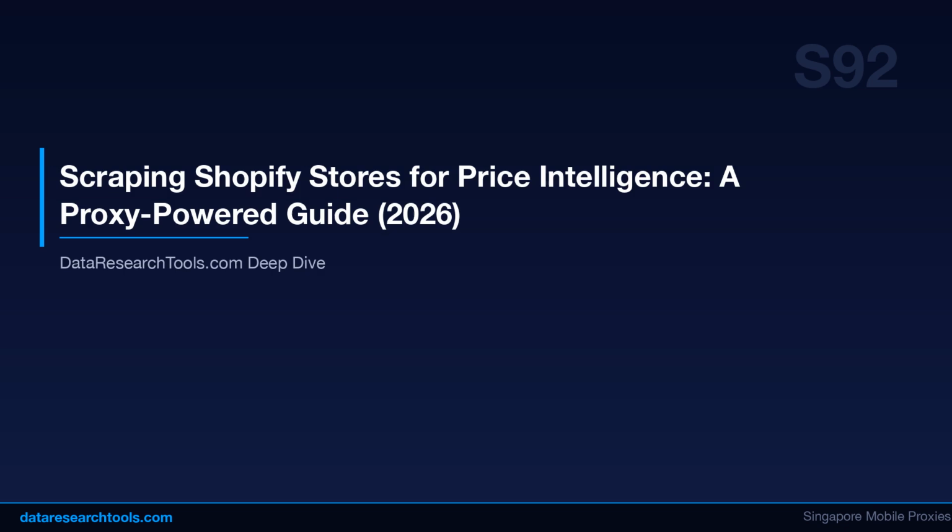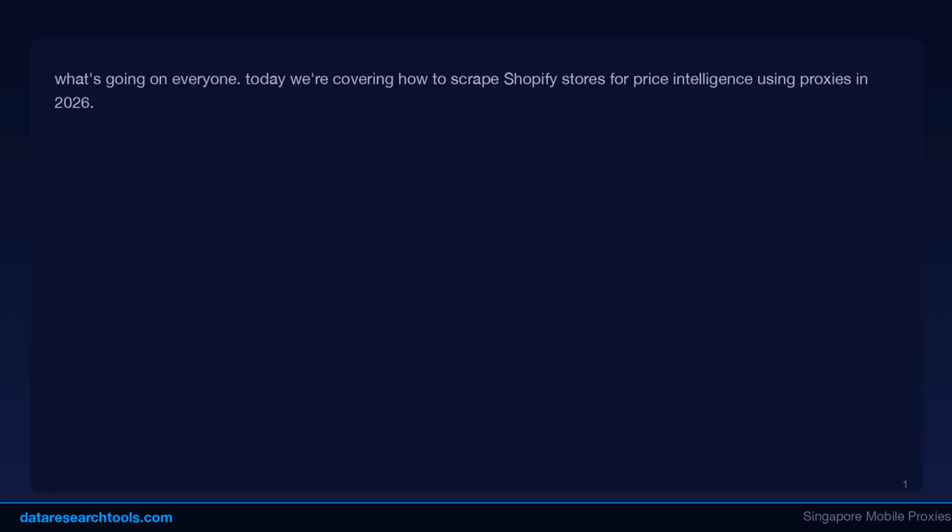What's going on, everyone? Today we're covering how to scrape Shopify stores for price intelligence using proxies in 2026. Shopify powers over 4 million online stores worldwide, making it the single largest source of e-commerce product data on the internet. The platform's standardized architecture means that once you understand how one Shopify store works, you can apply that knowledge across millions of others. But Shopify has steadily tightened its anti-bot protections, and scraping at scale without the right proxy setup will get you blocked fast.